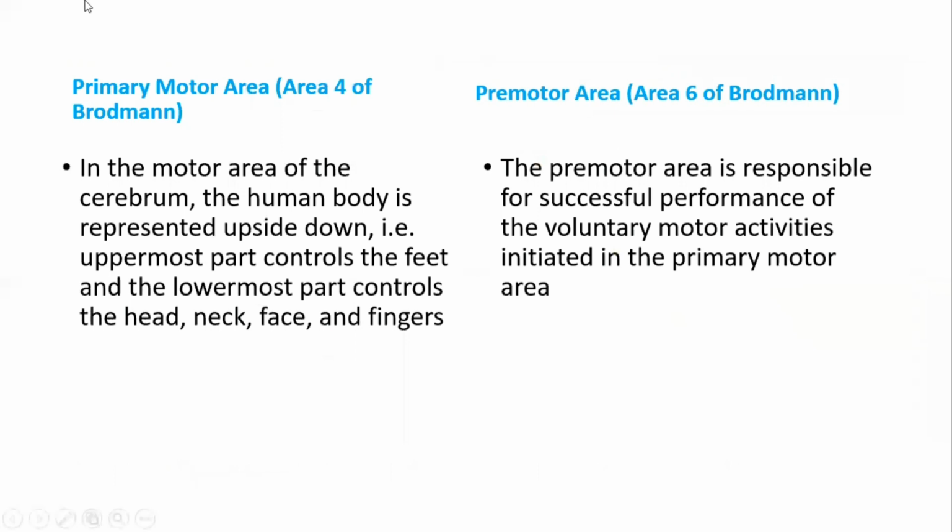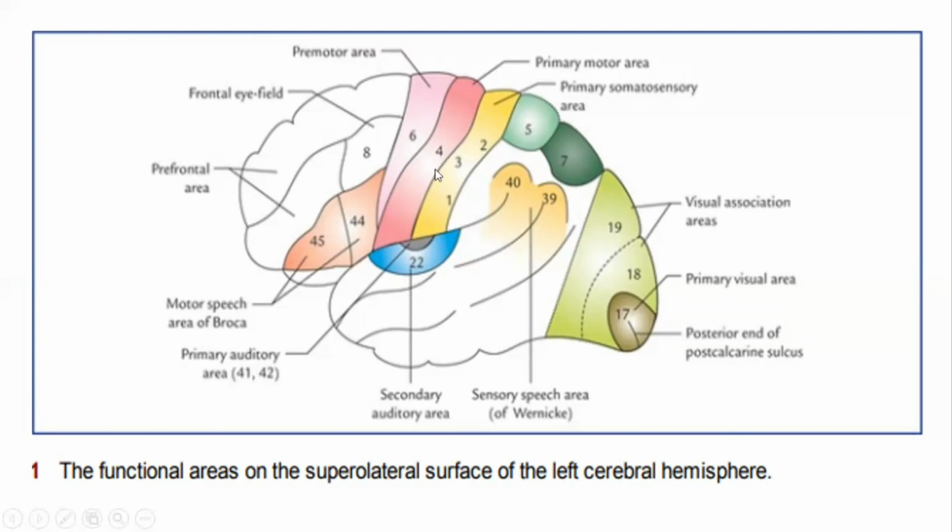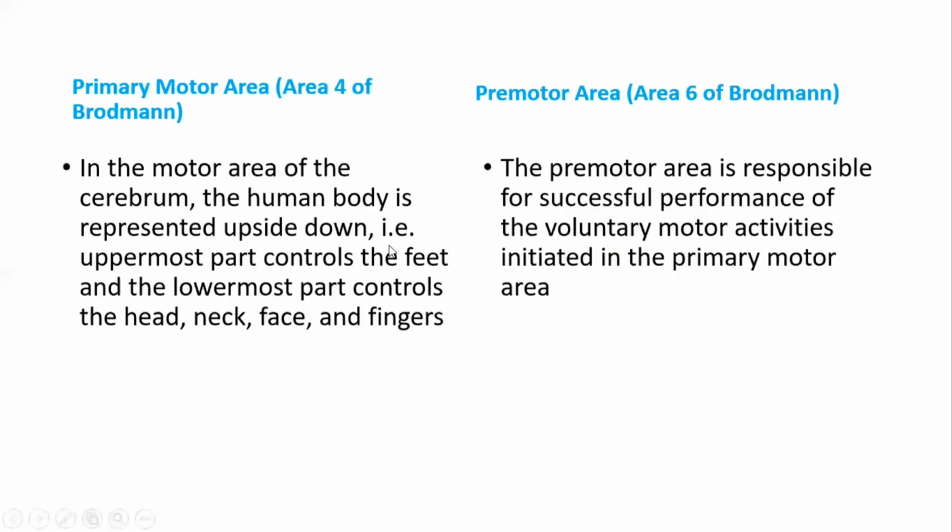Let's start with the primary motor area, area 4, which in this picture you can see right over here. It is located in the frontal lobe. This line in the middle is the central sulcus, which separates the frontal lobe from the parietal lobe. The number 4 is the primary motor area.